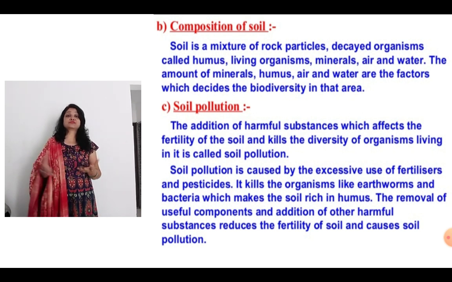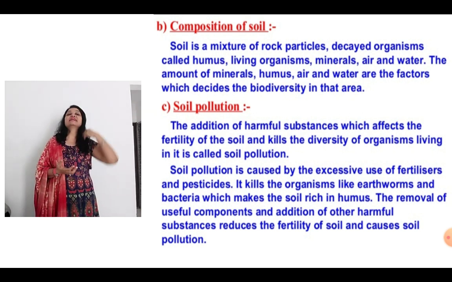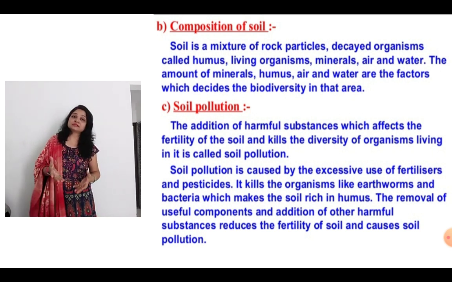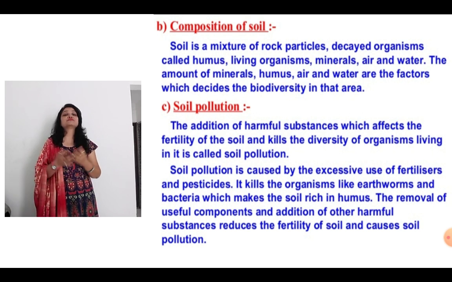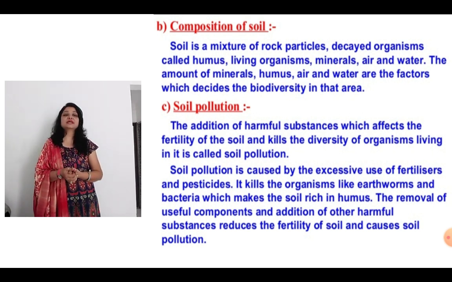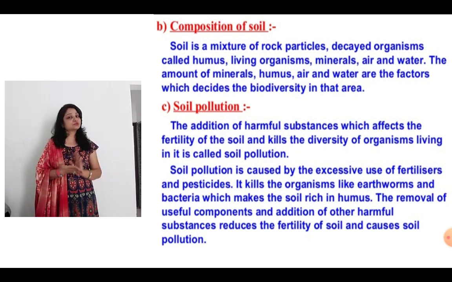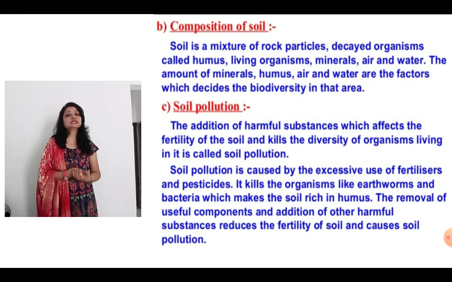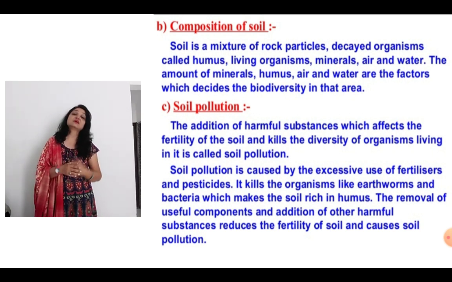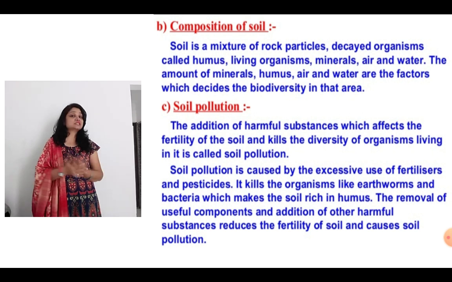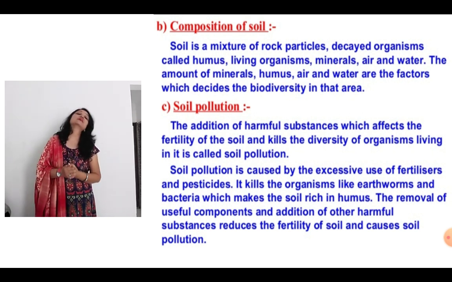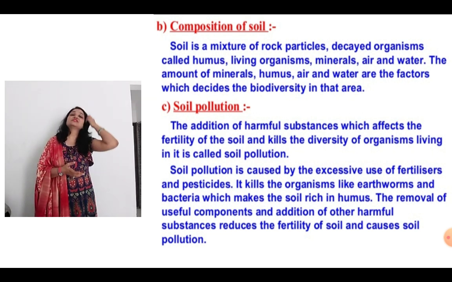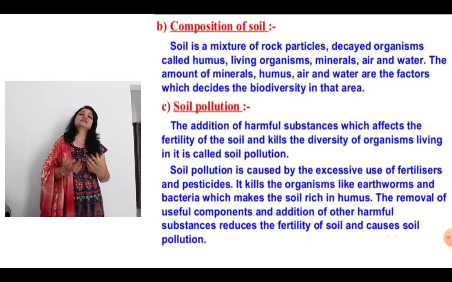Now it is caused mainly by the excessive use of fertilizers and pesticides, the most common cause. It kills organisms like earthworms and bacteria which make the soil rich in humus, right? The removal of these useful components and addition of other harmful substances reduce the fertility and cause soil pollution. For prevention, we should not use these artificial fertilizers and pesticides. Instead, we should use the natural one, that is manure, which does not affect the soil's fertility.